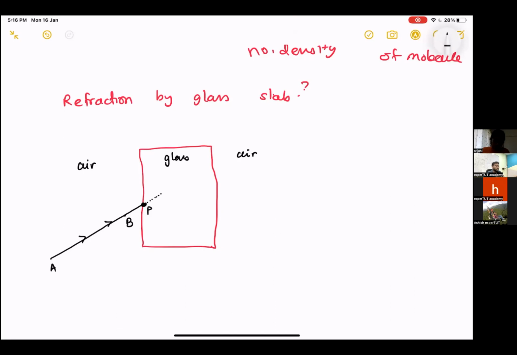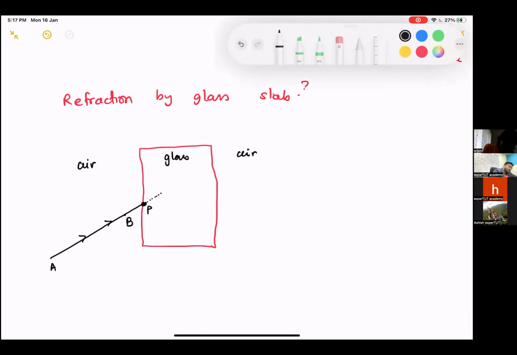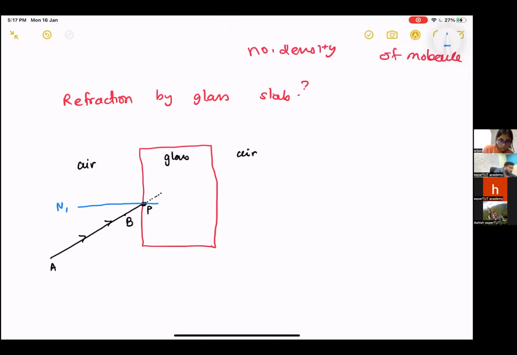Point P is the point of incidence. How do you make the normal? The normal should be perpendicular to the surface, to the interface. So the normal at point P will be like this, and it is N1. You can write N1P is the normal.